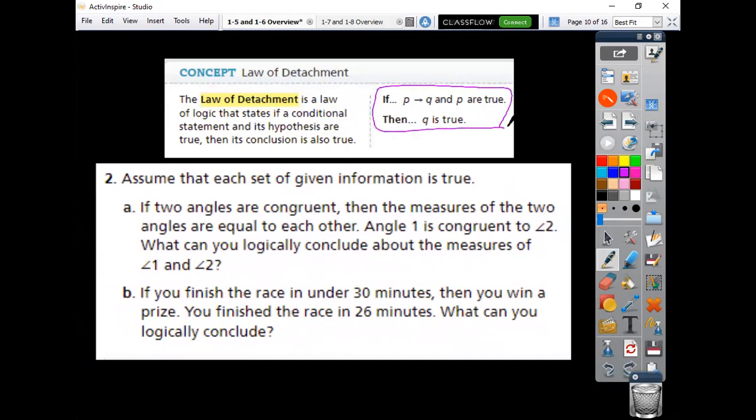So this is kind of just, to me, like you just have two things involved. If P, then Q. As long as P is true, Q has to be true. That's just like the basics, law of detachment.